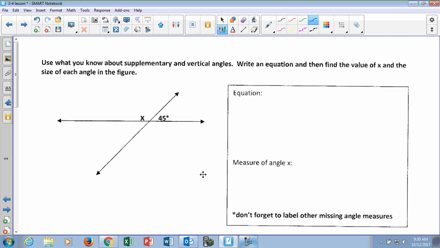Okay, that's going to be 180 minus 45 equals x, right? And whatever we find here when we subtract, that'll be our x, right? Is there another way we could write this? Think about the opposite of subtraction. 45 plus x. Good. We could write it as also 45 plus x equals 180, right?